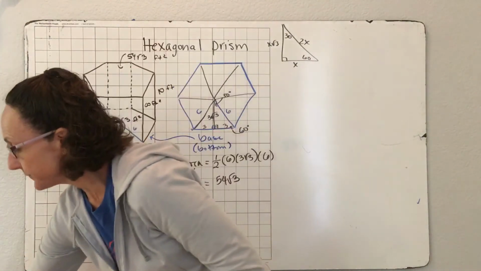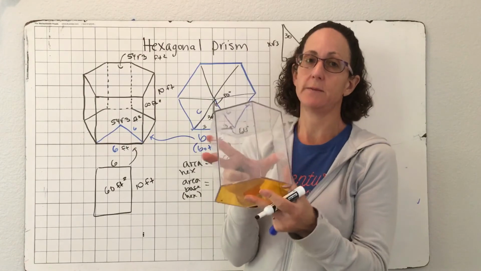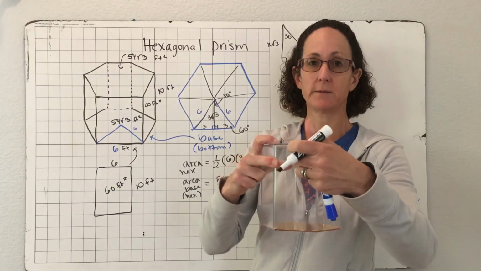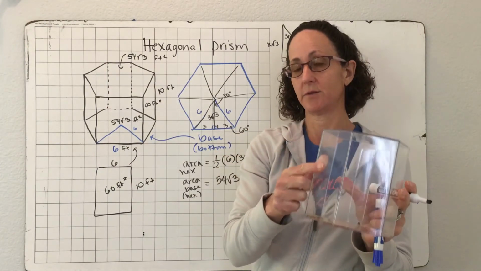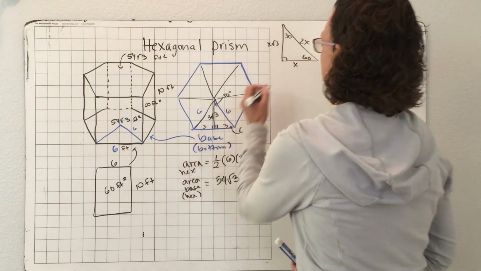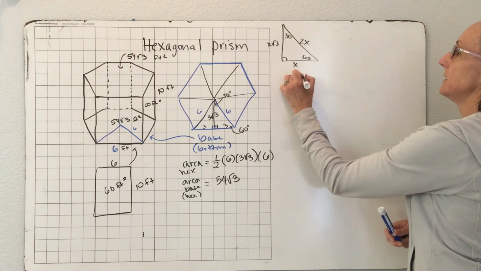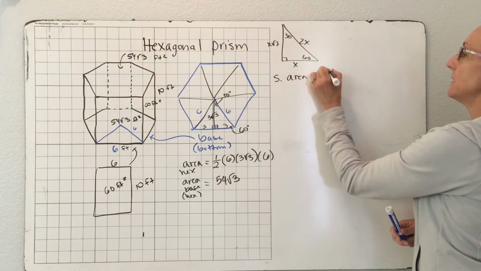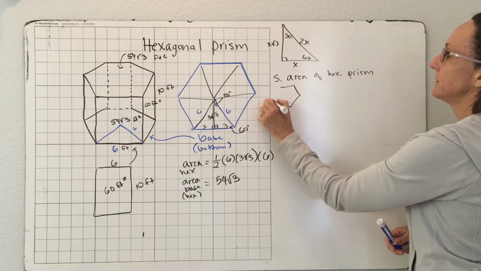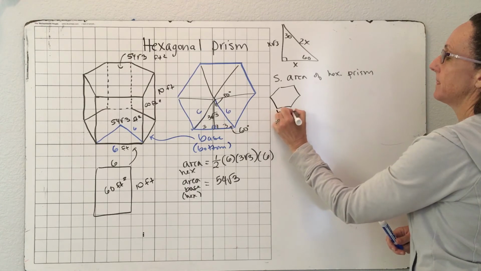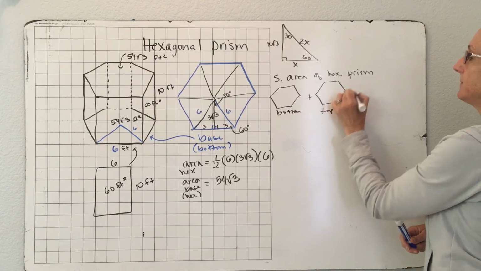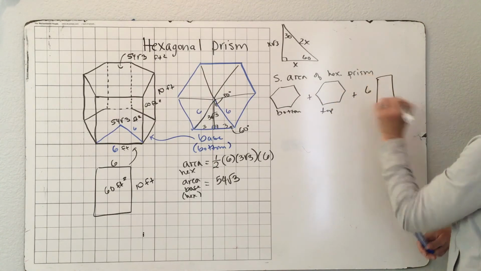Looking at this, and I wish you guys had one of these because they're pretty cool, this is 60, and so is this one, and so is this one, and so is this one, and so is this one, and so is this one. So you have to do 6 of those. Here's what you do to find the surface area of a hexagonal prism: you have to do the bottom, plus the top, plus 6 of these sides.